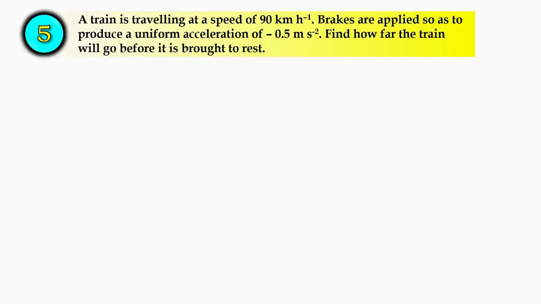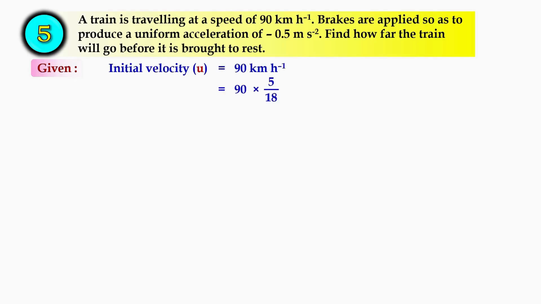Now let us solve the fifth numerical problem. A train is traveling with a speed of 90 kilometers per hour. Brakes are applied so that the train experiences a uniform acceleration of minus 0.5 meters per second squared. We need to find how far the train will travel before it comes to rest. First, let us write the given values.